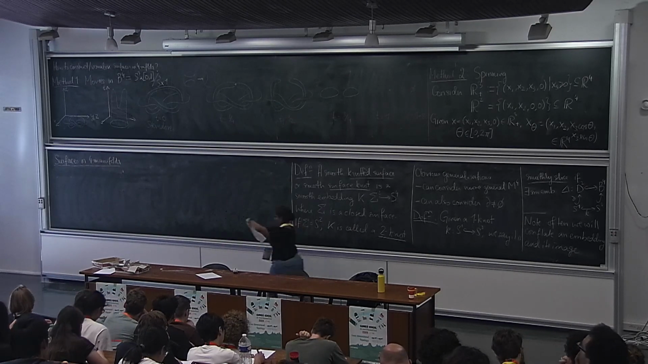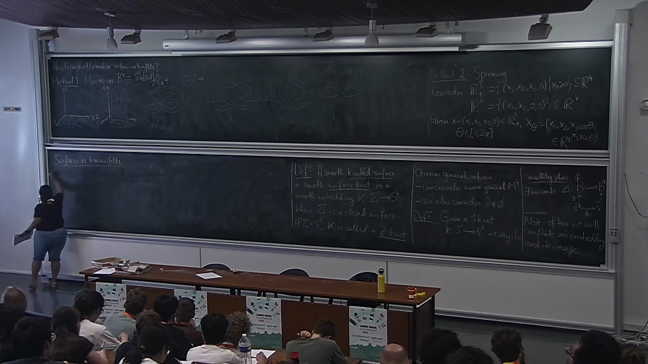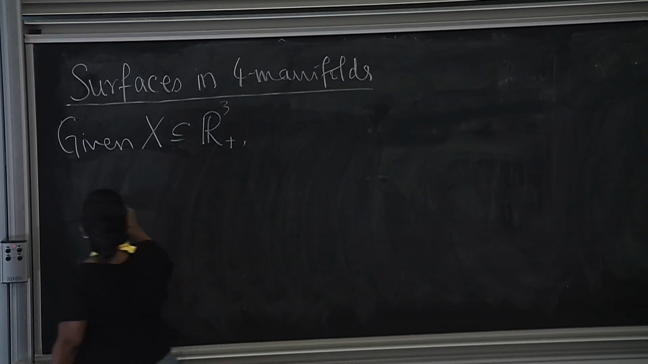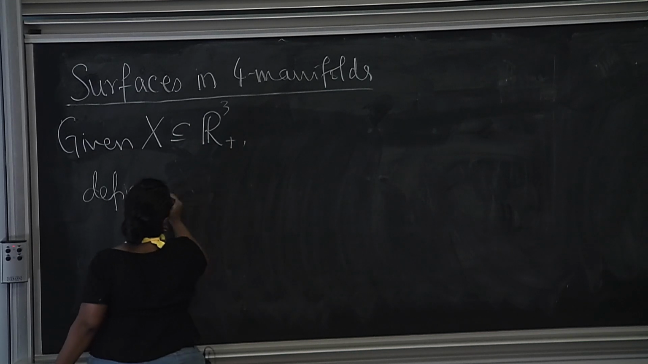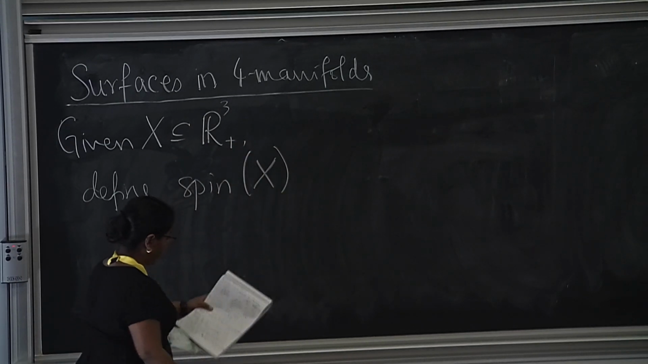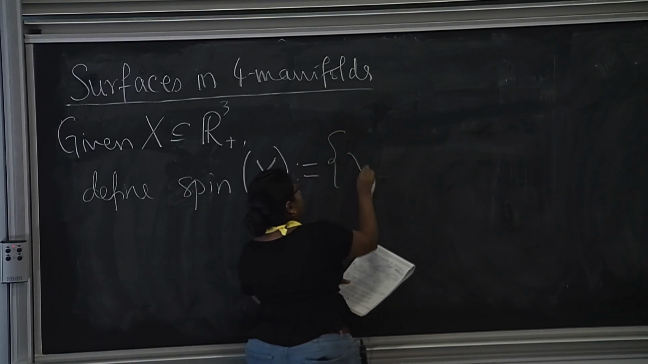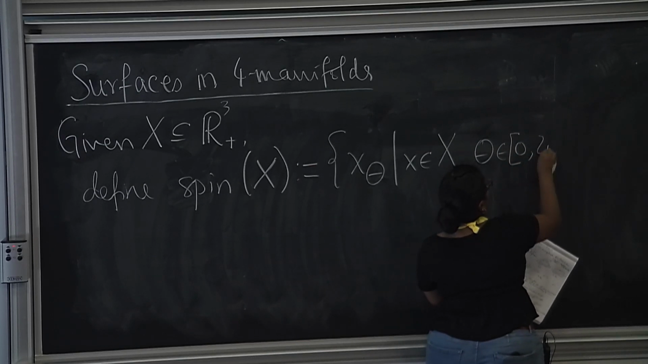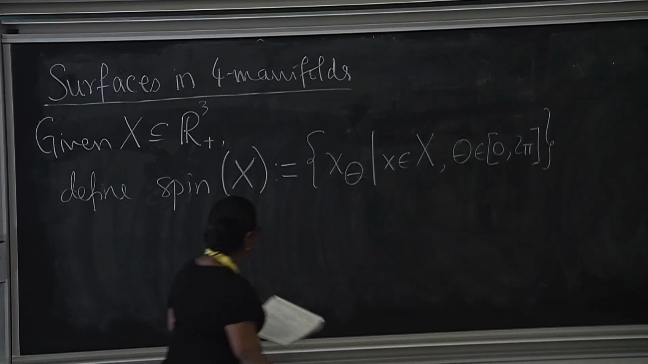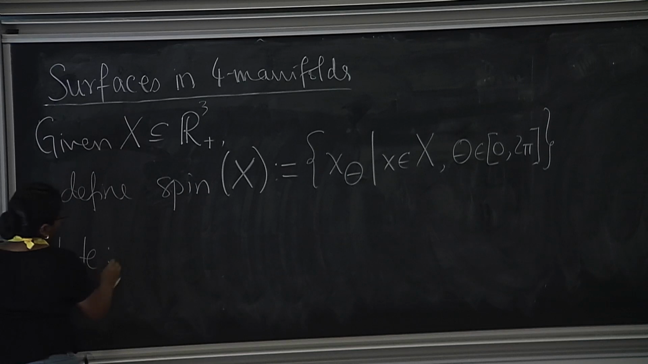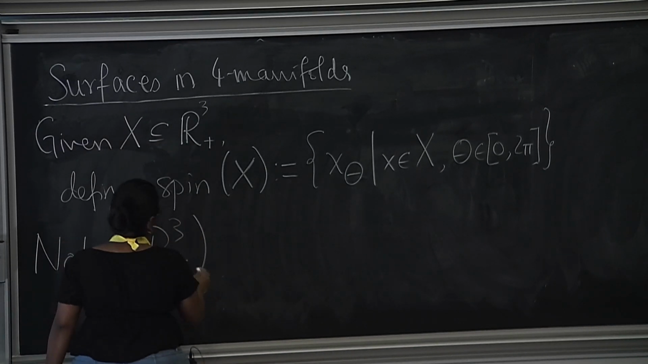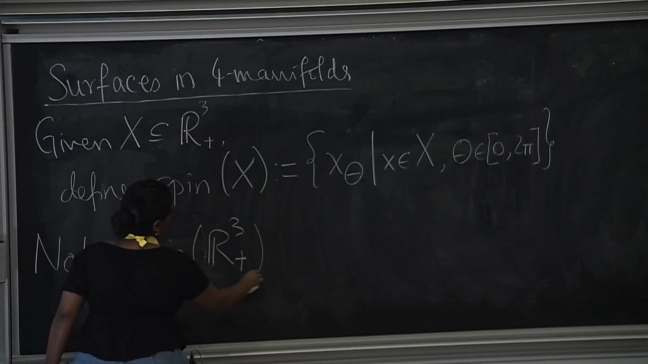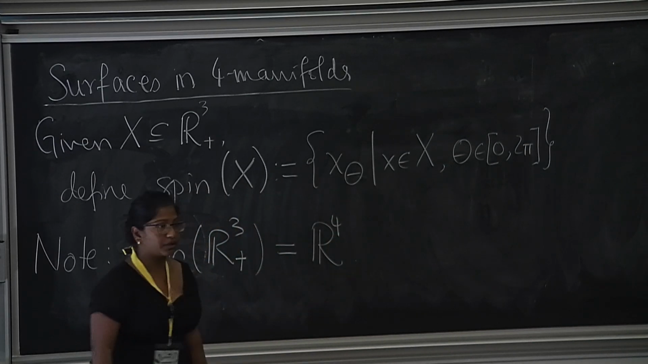So, given a subset X of R3 plus, we can define the spin of X as the following. This is going to be the collection of all x theta for x in X and theta in 0 to 2 pi. And the thing you have to notice is that if you take R3 plus and you spin it, the spin of R3 plus is equal to R4. Okay?